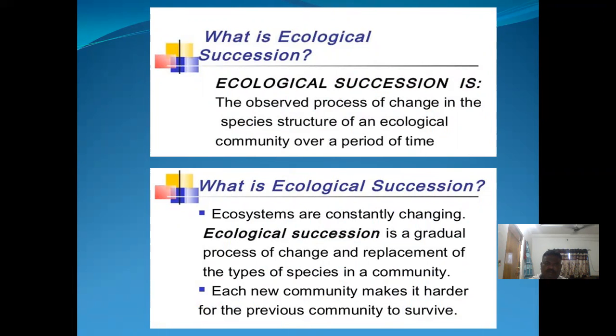The question arises in mind: what is ecological succession? It is the observed process of change in the species structure of an ecological community over a period of time. Ecological succession is constantly changing. It is a gradual process of change in the replacement of the type of species in a community. Each new community makes it harder for the previous community to survive.